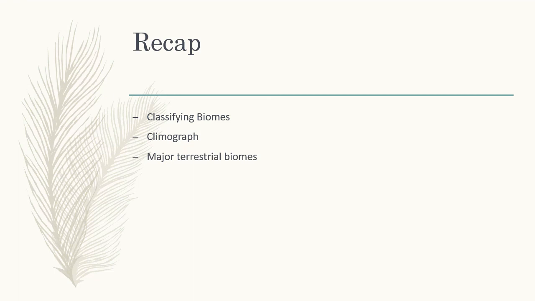And that leads us to recapping our lesson here. Do you know how to classify a biome? Hopefully. Do you know what a climograph will look like with a line for temperature and bar graphs for precipitation? Do you know the major terrestrial biomes of the planet? If you do, you are ready to go and you are set for the next lesson. If you don't, shoot me an email. We'll catch up and we'll go through this stuff.